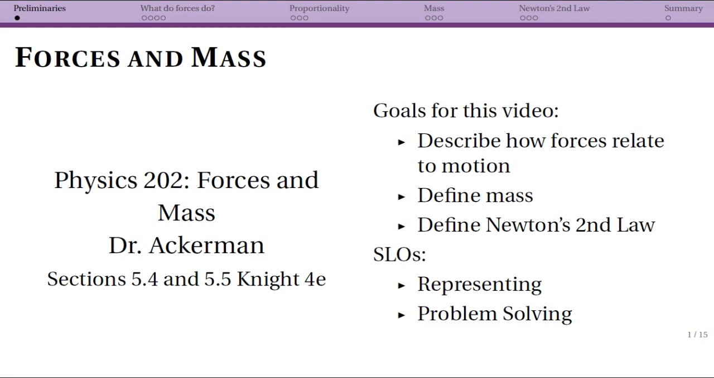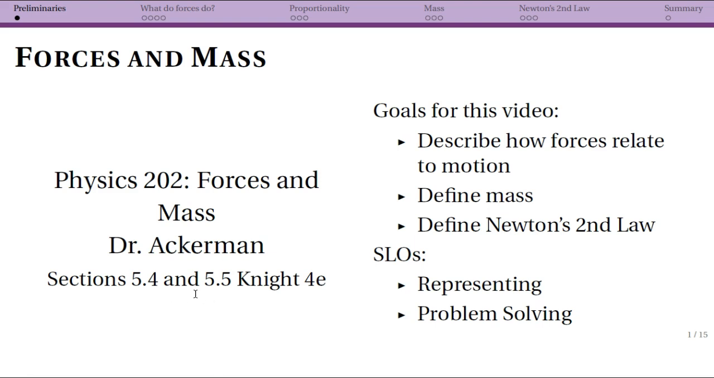This sequence of videos is going to continue to work with forces. Again, we're not quite to the meaty bits of doing all the calculations yet, but we're still building the foundation. And in particular now, we're going to try to understand how forces and mass relate, and really what's tying them together is acceleration. So this is two sections of night that we're covering here.